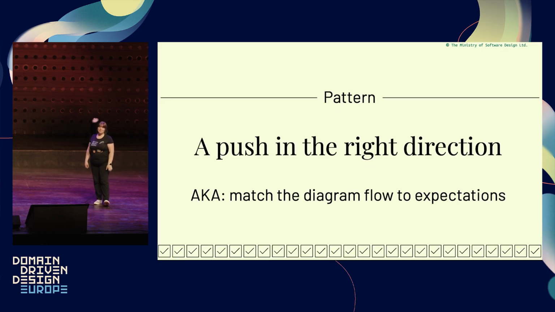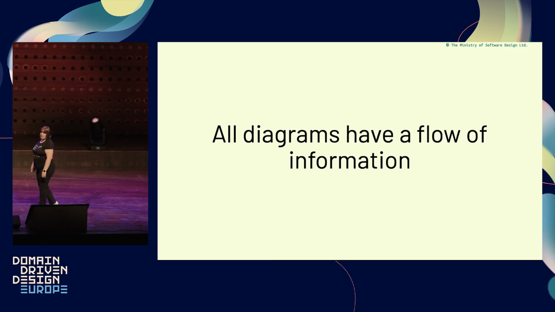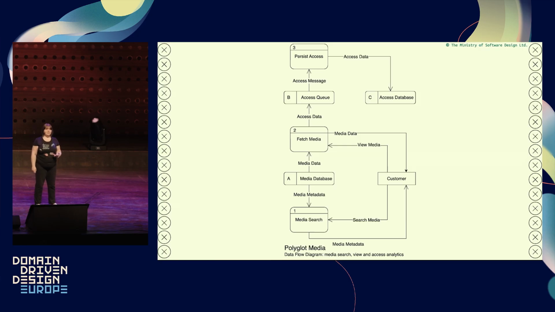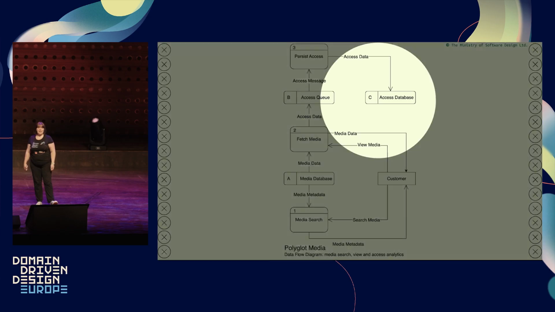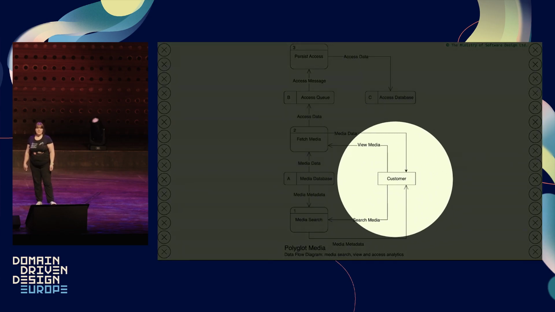Okay, a pattern, a push in the right direction, also known as match the diagram flow to expectations. Now this really applies to all diagrams, because even if it's a structural diagram, there is going to be some flow of information in there. Now, we might have a diagram like this. Now, we normally read left to right, at least in Western languages. And so we expect to hopefully start the diagram somewhere on the left. But for this one, the diagram starts over here in the bottom right. Not particularly useful.